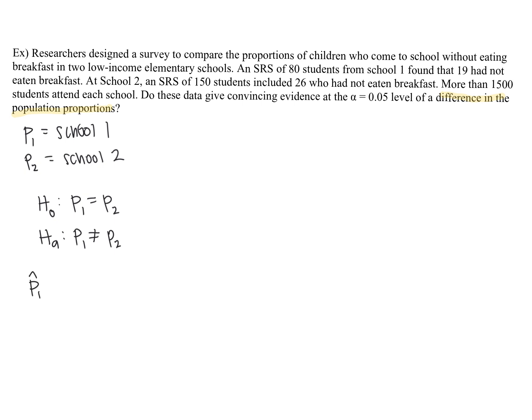So I need to calculate my P1 hat, I need to calculate my P2 hat, and then I need to calculate my pooled proportion. So P1 hat is going to be 19 over 80, which is 0.2375. P2 hat is going to be 26 over 150, which is going to be 0.1733 repeating, so 0.1733.